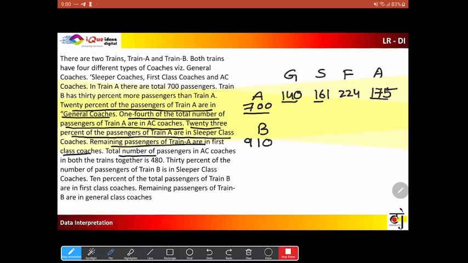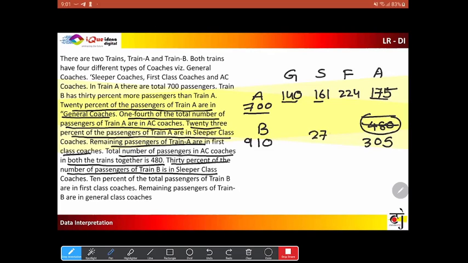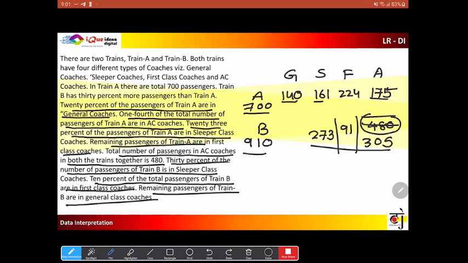Now total number of passengers in AC in both the trains is 480. So if the total number of passengers in AC is 480, then 480 minus 175, I get 305 passengers in B AC. 30% of the total number of passengers in B in sleeper. So 30% of 910 in sleeper, 273 passengers in sleeper. 10% of total of B in first class. So 10% means 91 in first class, and remaining passengers in general. So addition of all these three, subtract from 910, you get the total number of passengers, which is equal to 241.